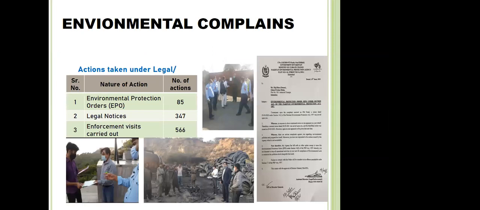Environmental complaints: we receive air pollution complaints and other complaints through the PM portals, on our websites, and through our other complaint systems. We issue environmental protection orders, EPOs, and legal notices, and the enforcement team visits the sites, imposes penalties and takes administrative actions. You can see the number of complaints received last year was 495, and 421 were responded to and resolved, with 387 site visits. These are collective visits, like for one complaint. Mostly we receive complaints about air pollution and water pollution.